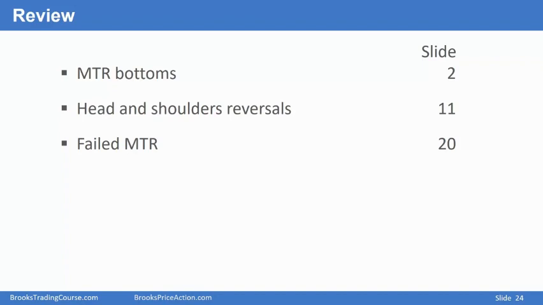I then talked about head and shoulders reversal patterns. Every head and shoulders top has a lower high major trend reversal in it, and the head often is a higher high major trend reversal. Every head and shoulders bottom has a higher low major trend reversal, and often the head is a lower low major trend reversal. Finally, I talked about failed major trend reversal patterns.